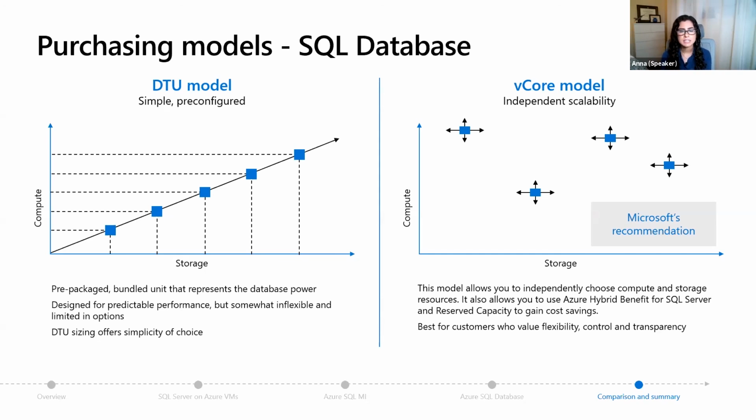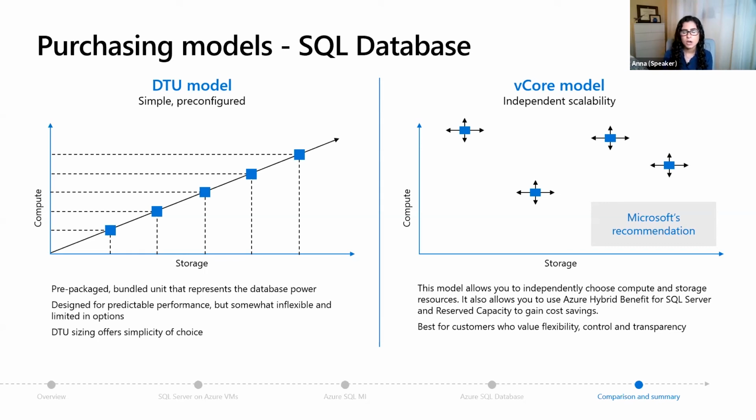But customers didn't like this because it didn't allow you to independently scale your compute and storage. Maybe you need a lot of compute, but not a lot of storage, but you're going to have to pay for all that storage in the DTU model. So sometime later, we came out with the vCore model. This model today is the only option for SQL Managed Instance, but with SQL Database, you still get this choice. What this allows you to do is scale independently, like I mentioned.